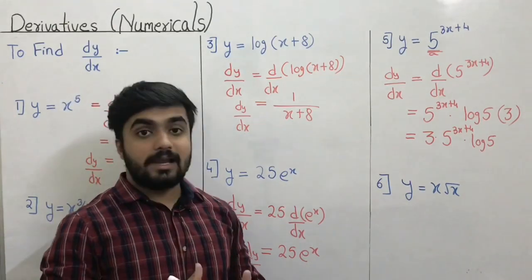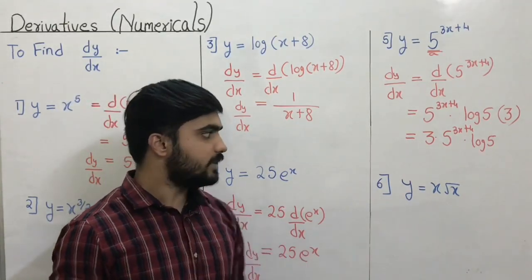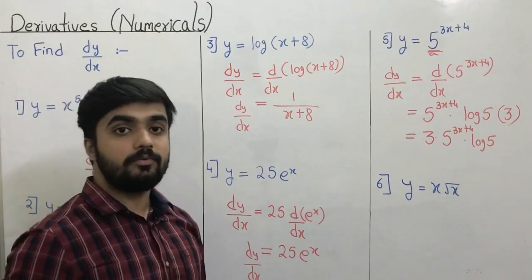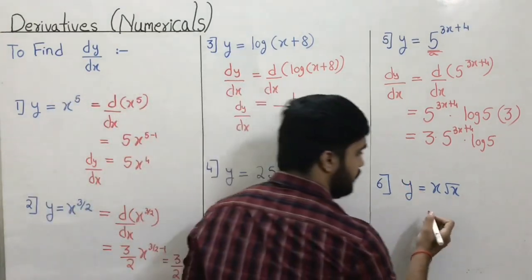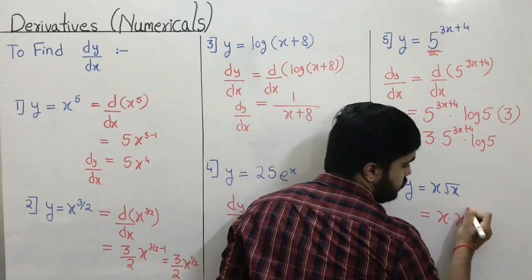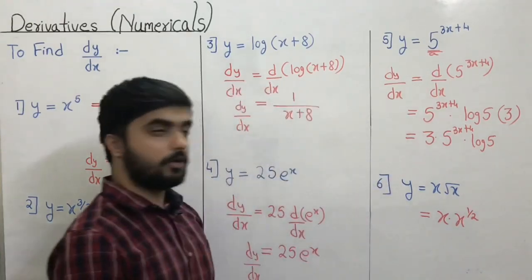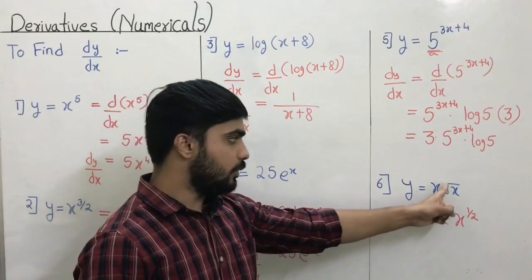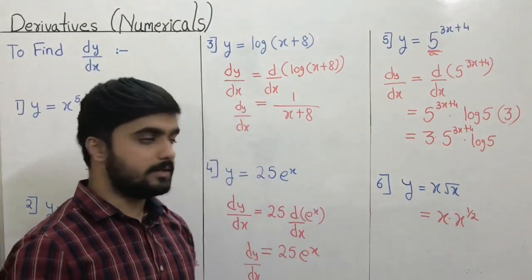Okay. And our last function is y is equal to x raised to root of x. So now we can write root x as x raised to 1 by 2. Okay. So root and 1 by 2 is one and the same.